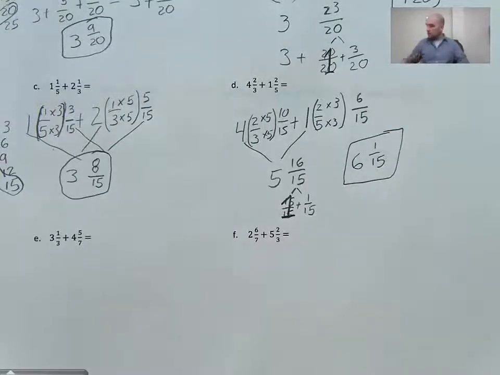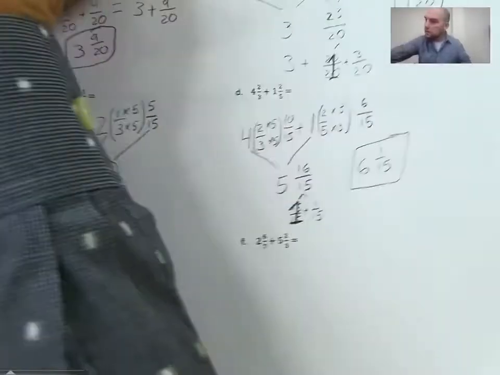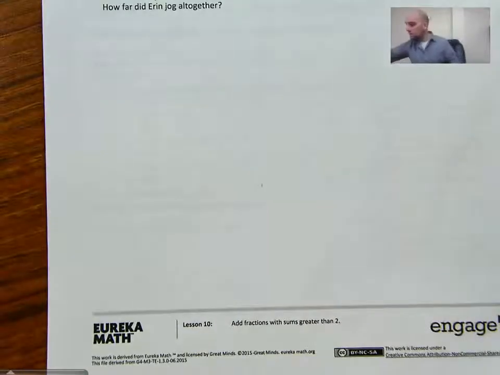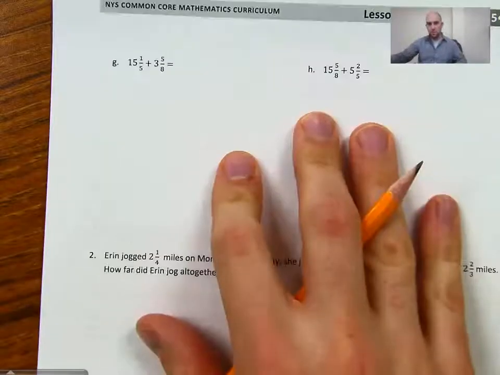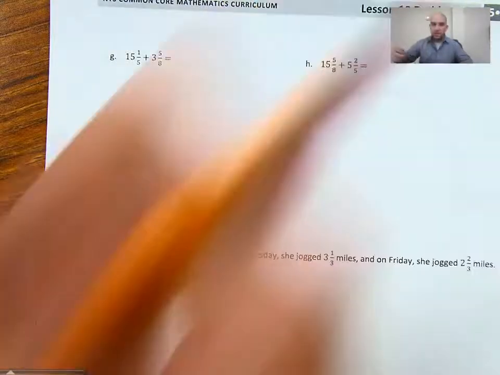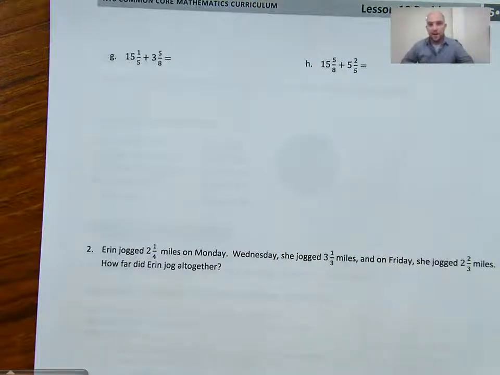All right, and let's try a word problem next. One here on the next page for us. First, let's try one of these ones with the bigger numbers here. We'll do 15 1/5 plus 3 5/8.